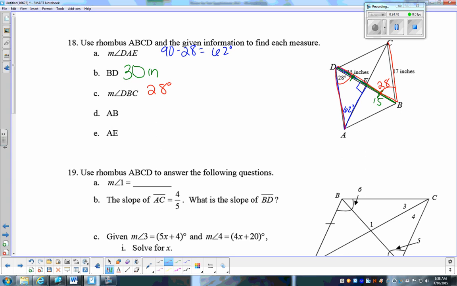All right. AB. Well, it's a rhombus and all of our sides are congruent. So AB is 17. Then we get to AE. You have a right triangle here. I'm going to draw right here to see what we're looking at. We have this part's 15, that's 17, and that's a right angle, and we're looking for x. So we do the Pythagorean theorem: 17 squared equals x squared plus 15 squared. So we get that AE is 8.